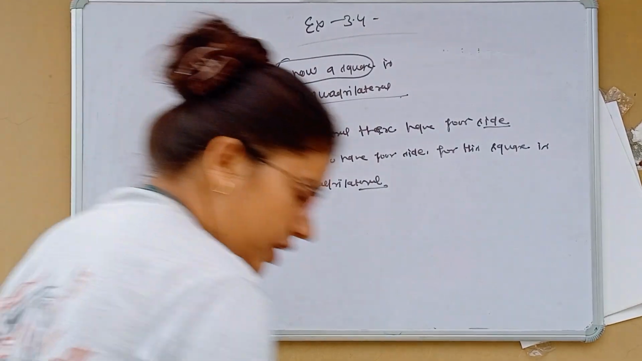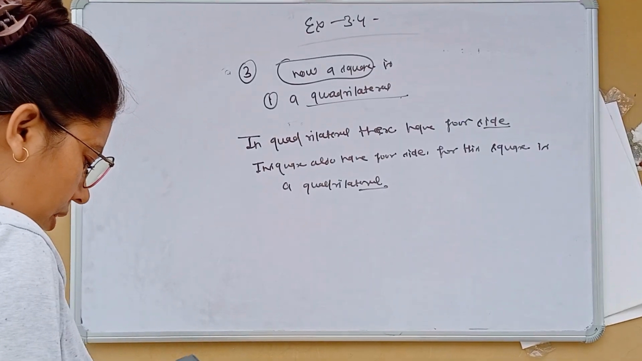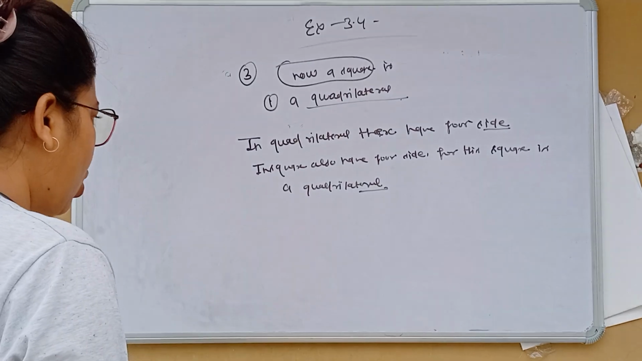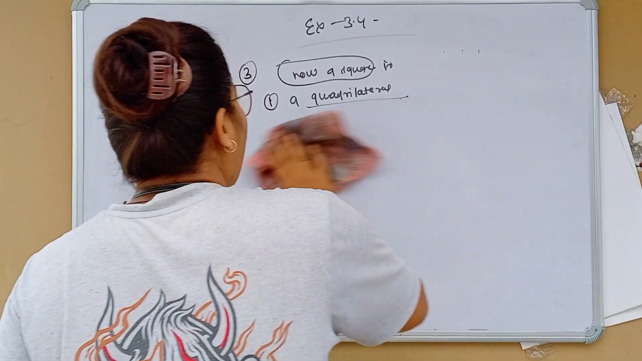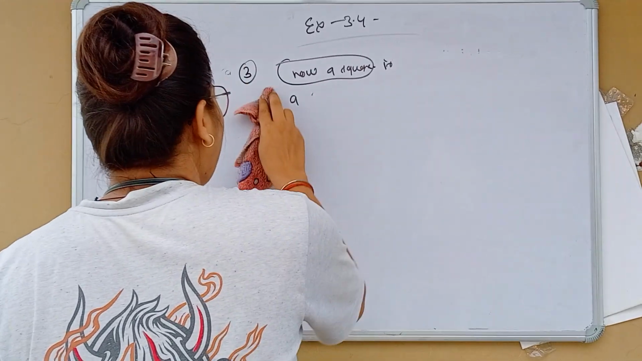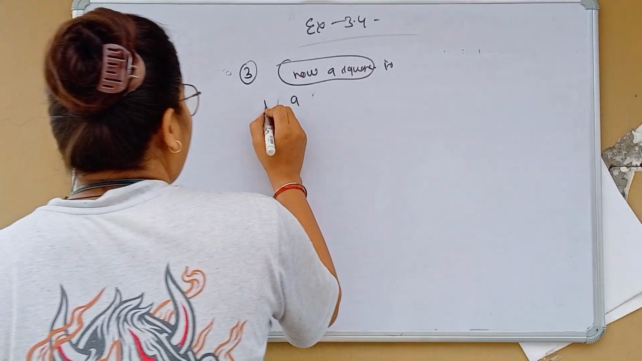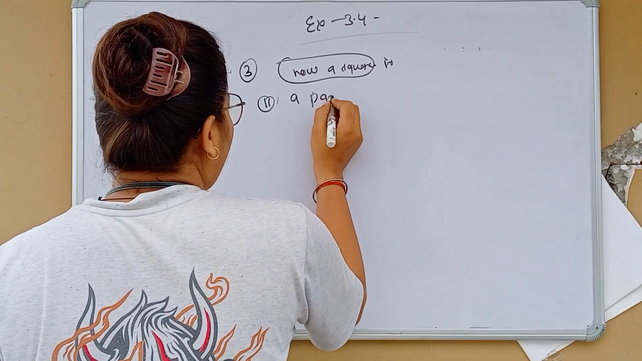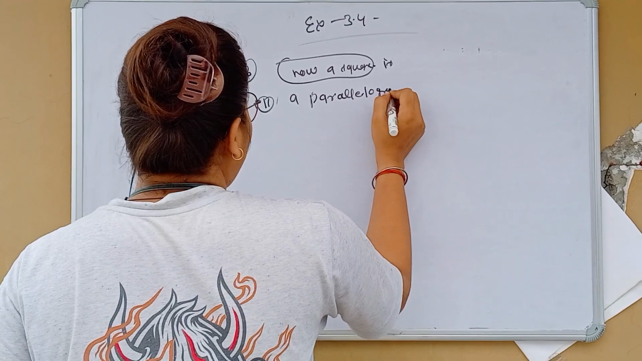So, second question. What does it say? A parallelogram. How is a square a parallelogram? Okay, so here write: a parallelogram. How can we say that a square is a parallelogram?